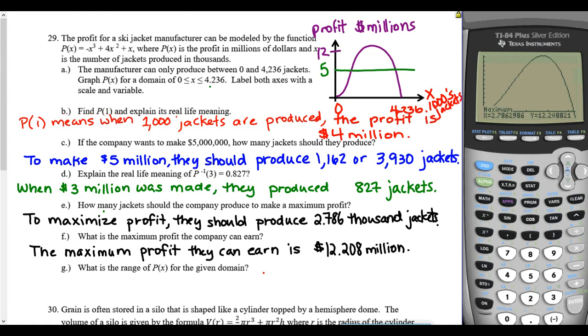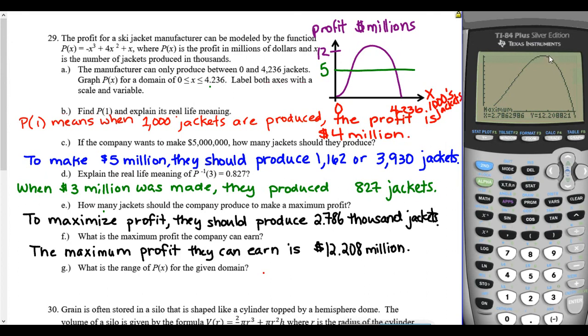Okay, and the last one here, question G, is what is the range of P of X for the given domain? So the range is the possible Y values. If I'm looking over here at my picture, my lowest Y value is going to be 0, even though mine dipped below. Really, it should have stopped at 0 because that's where I cut it off at X is 4.236. And then it can go up to the maximum.